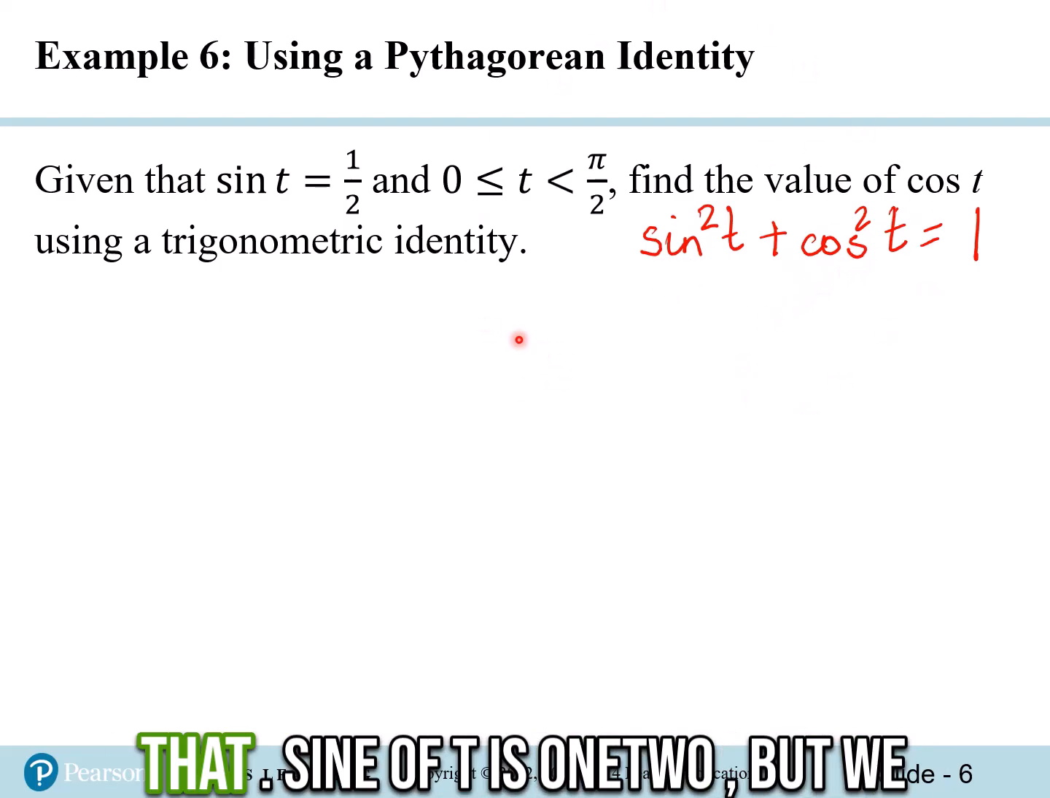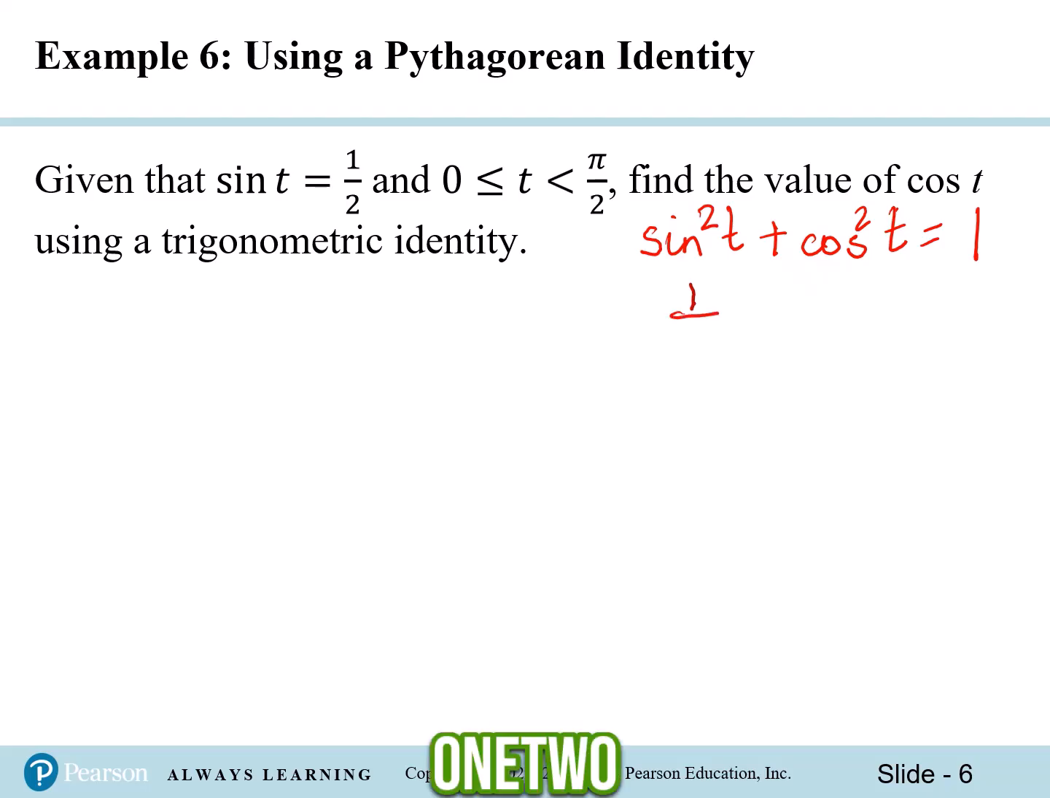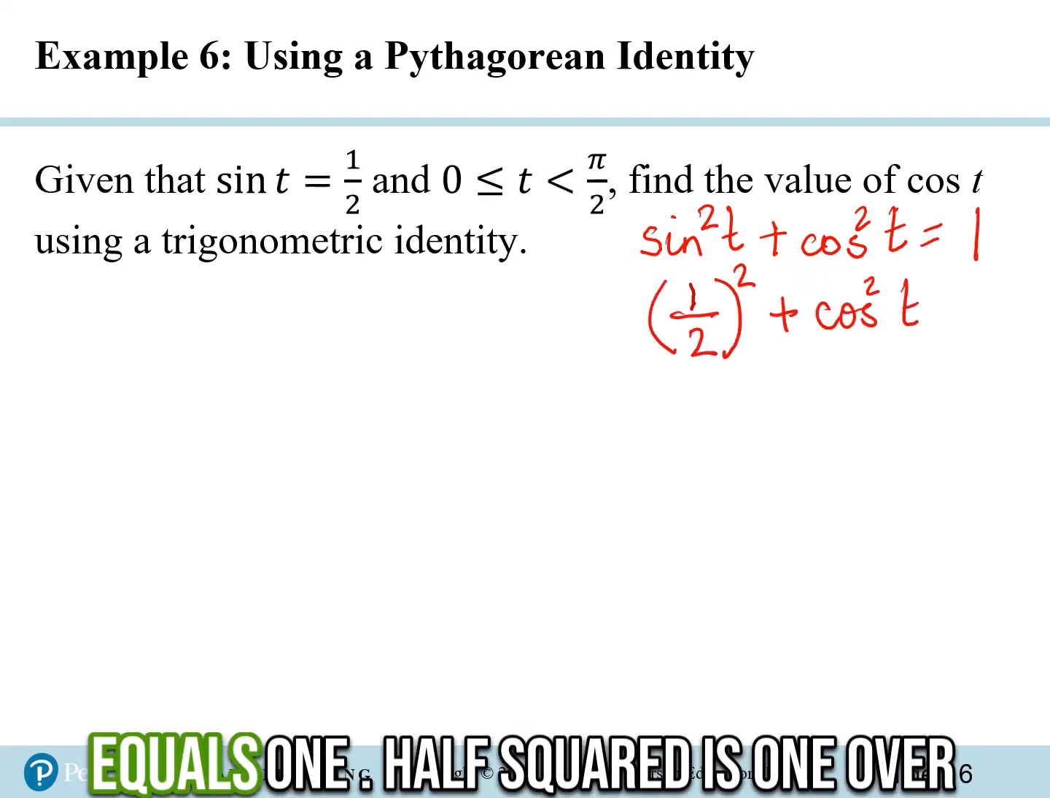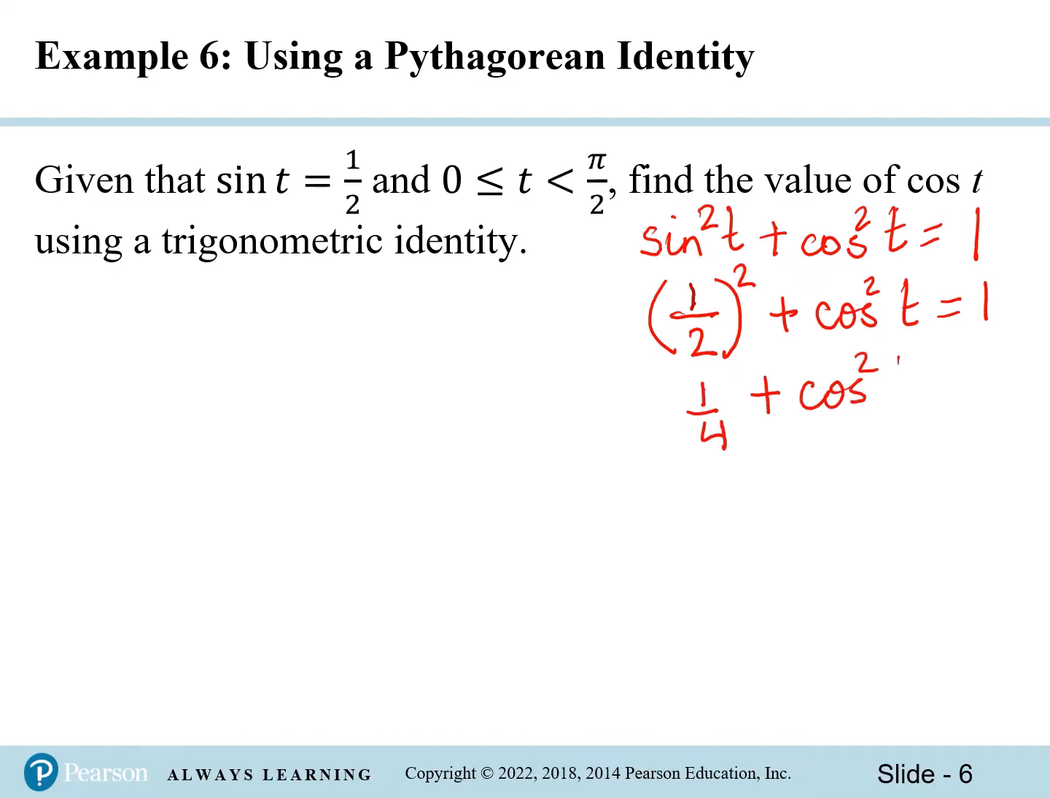So let's do that. Sine of t is 1/2, but we have to square that, so I'm going to write it as 1/2 squared plus cos squared t equals 1. Half squared is 1 over 4 plus cos squared t equals 1.